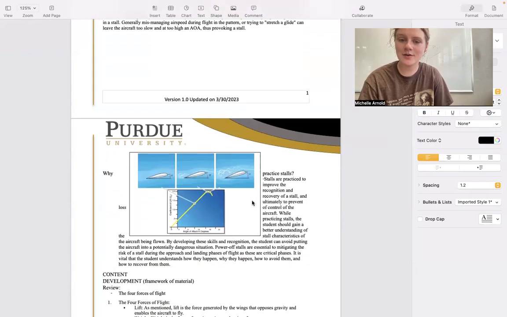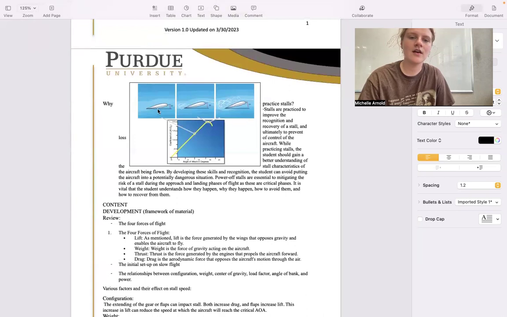So here's another picture of it. Here's a normal angle of attack. This is getting a bit higher, and this would be close to the critical angle of attack.